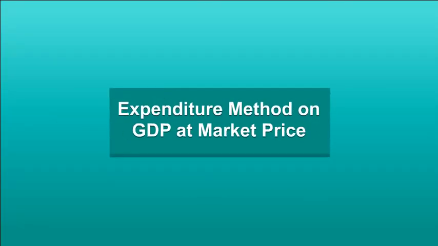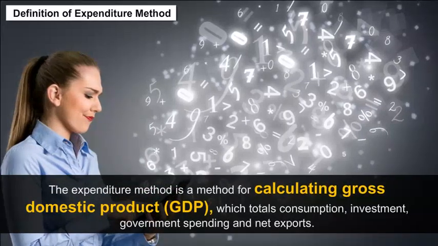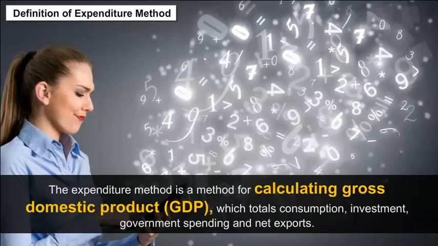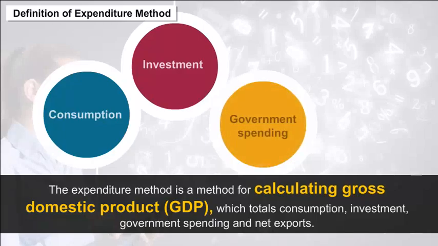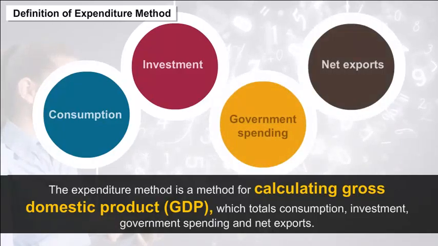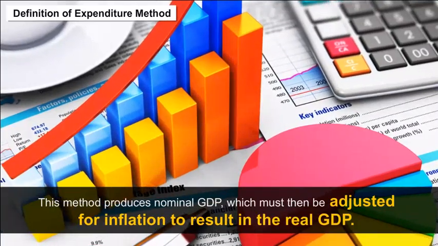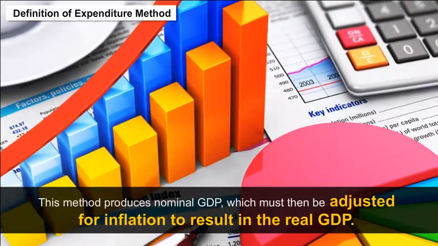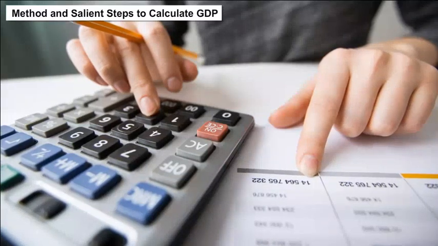Expenditure method on GDP at market price. Definition of expenditure method. The expenditure method is a method for calculating gross domestic product, GDP, which totals consumption, investment, government spending, and net exports. This method produces nominal GDP, which must then be adjusted for inflation to result in the real GDP. Method and salient steps to calculate GDP.